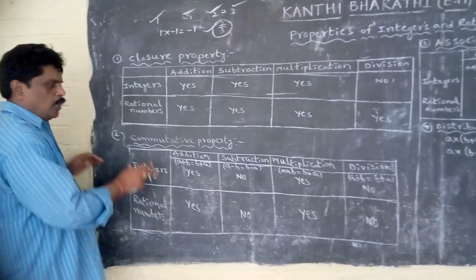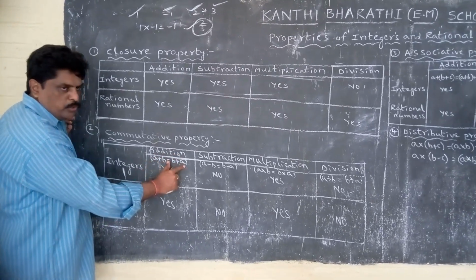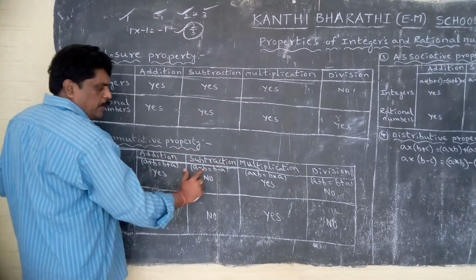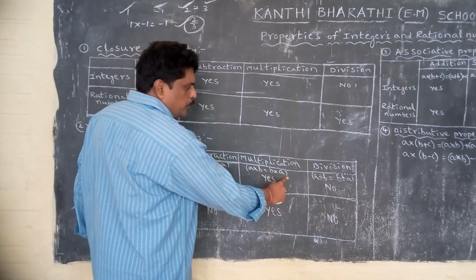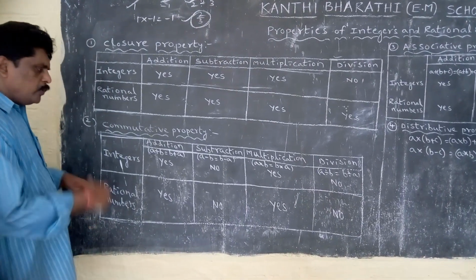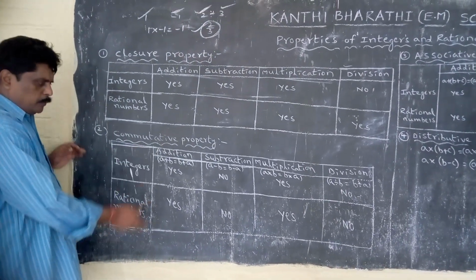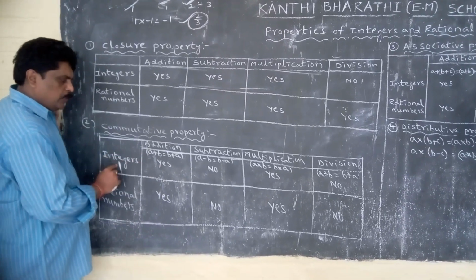Okay. Next one is the commutative property. The commutative property for addition is A plus B is equal to B plus A. For subtraction, A minus B is equal to B minus A. For multiplication, A into B is equal to B into A. For division, A divided by B is equal to B divided by A. We have to substitute some numbers in these formulas. So we will get the properties in integers.